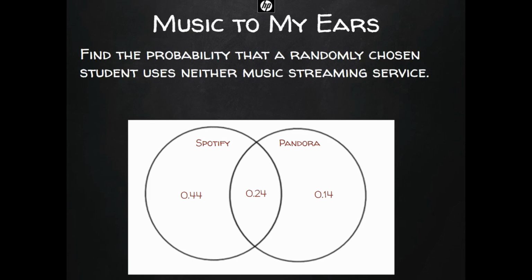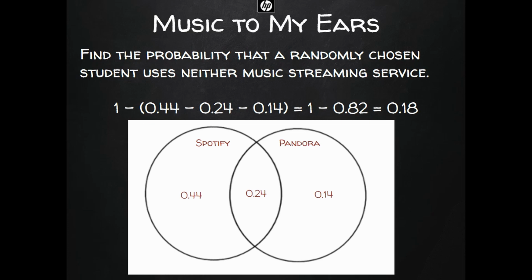So if we wanted to find the probability that a randomly chosen student uses neither music streaming service, again, this would be the people outside of both circles. So we would take 1 and subtract out the proportions within the circles. We get 1 minus 0.82, which is 0.18.